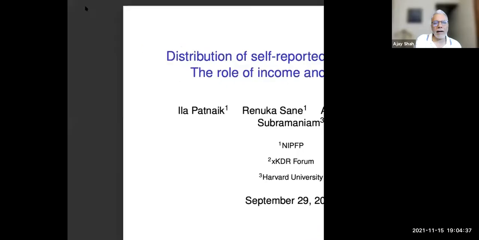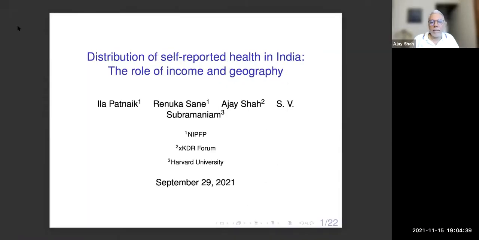I'm here to report on the results of joint research between Ila Patnaik, Renuka Sane, S. V. Subramanian, and myself. So we have 4 authors that have worked on this project. It took a long time getting here. We have some ideas on health in India. As Ajay already said, this is about the role of income and geography in self-reported health. The working paper is out, and I invite everybody to read the paper. But here I will do a short talk summarizing what we did and what we discovered.